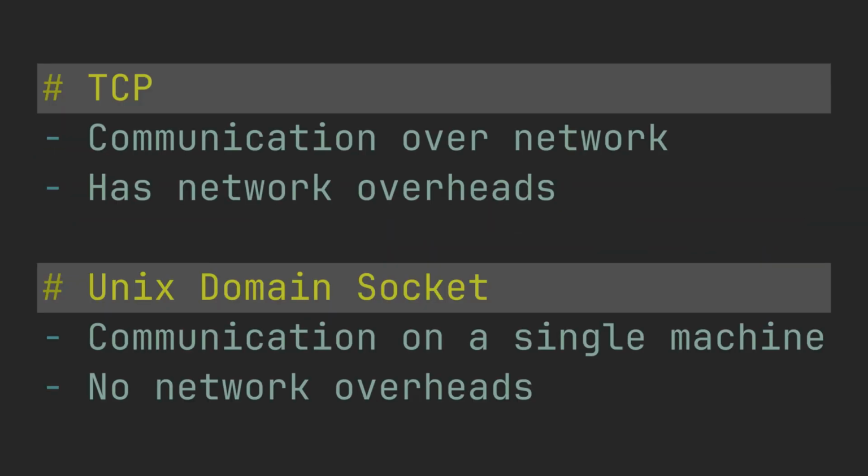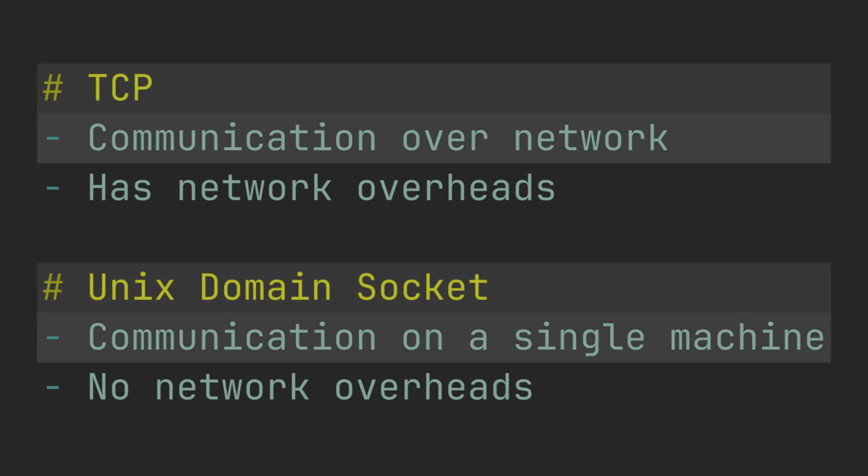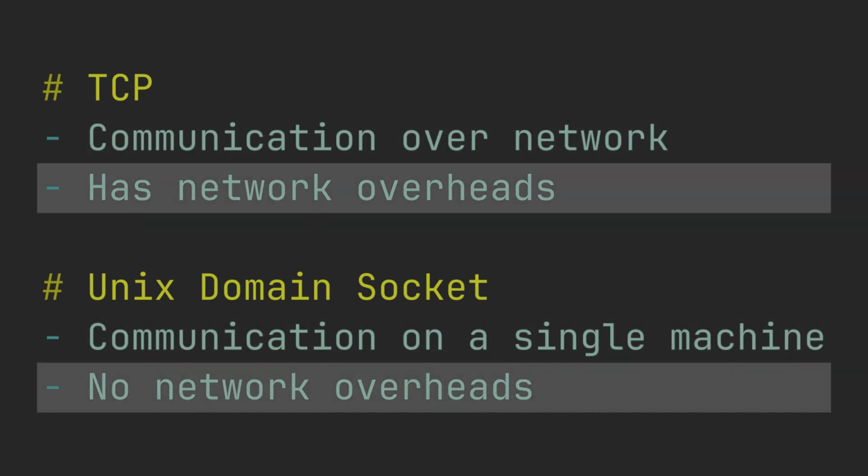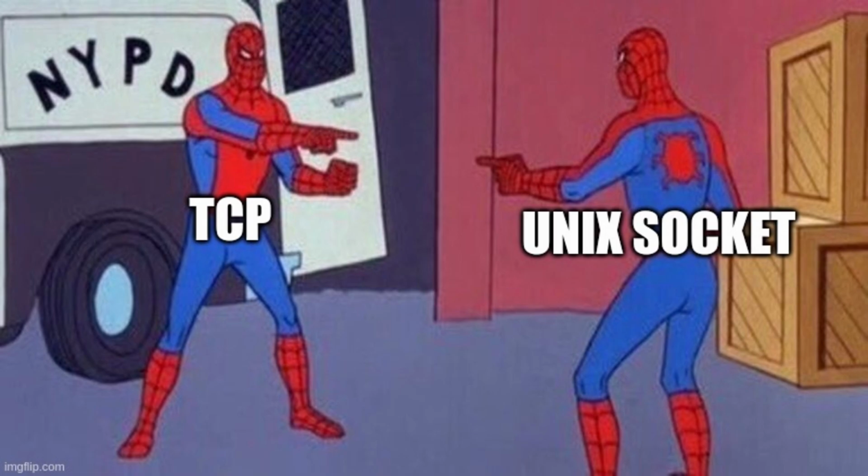Unix Domain Socket provides similar communication interface as TCP, but since it was made for inter-process communication on a single machine, it doesn't have network-related overheads. But how similar is it?